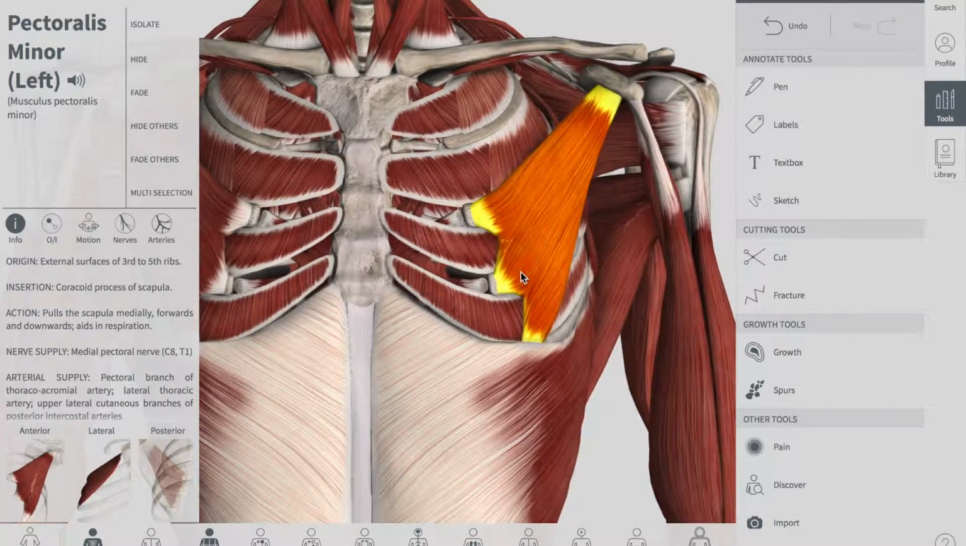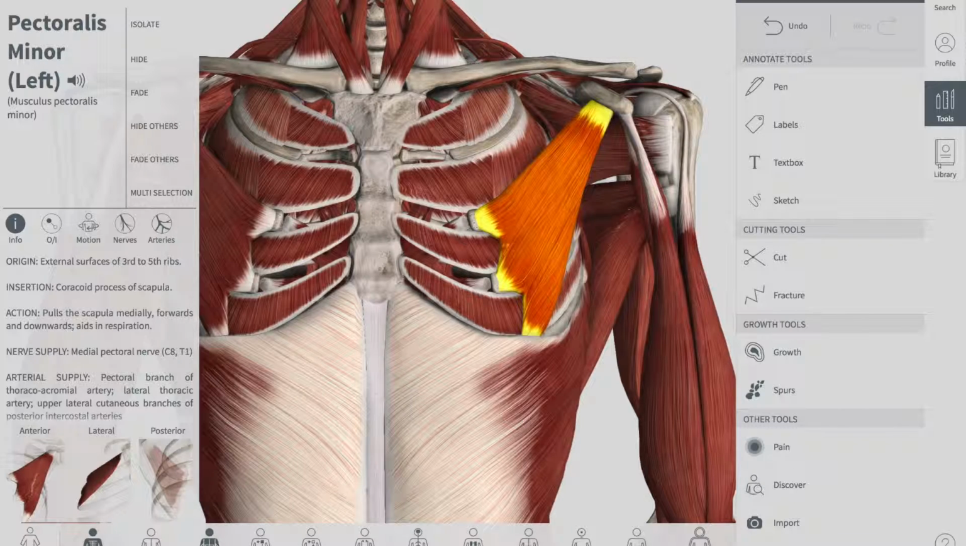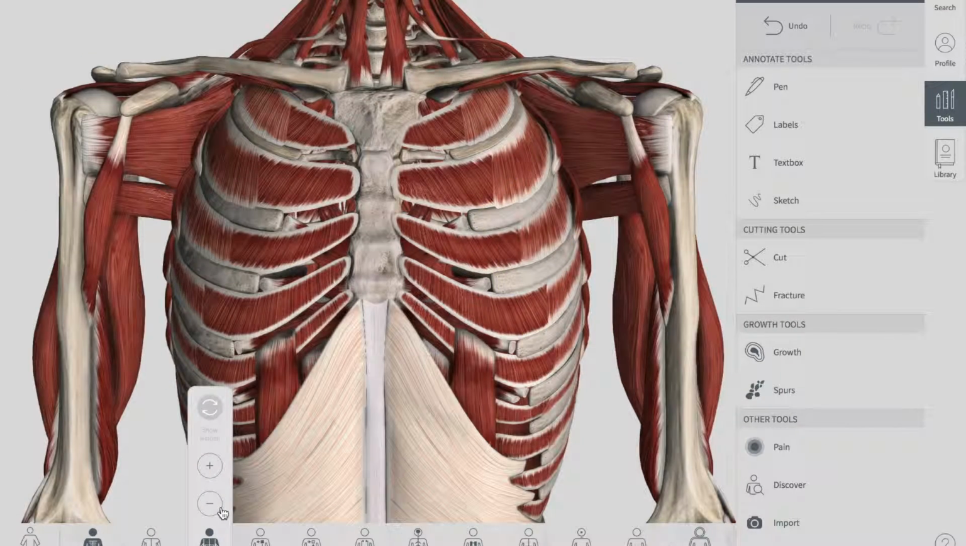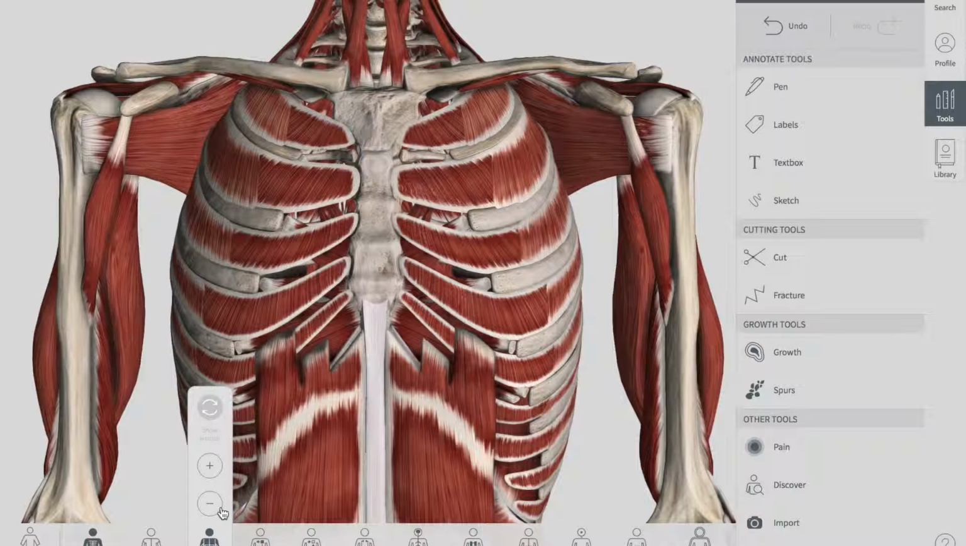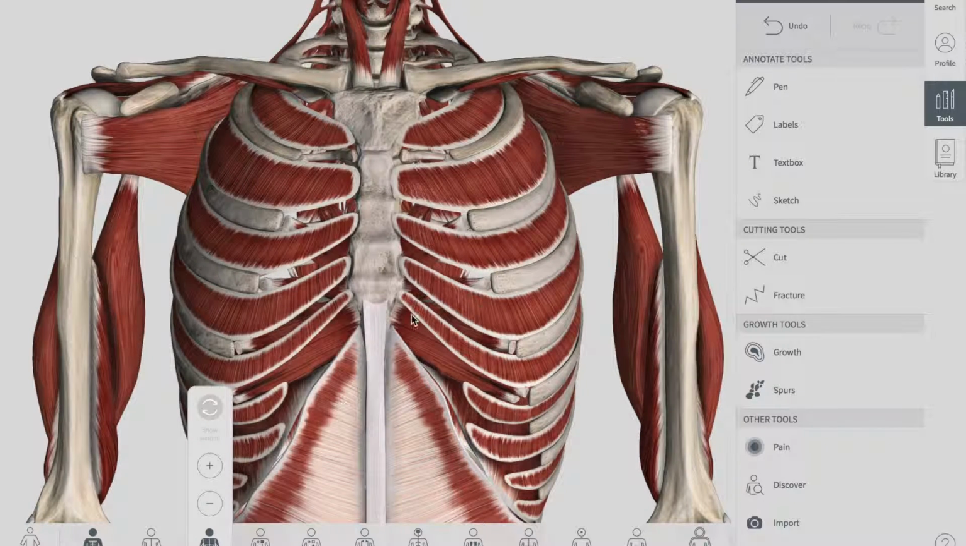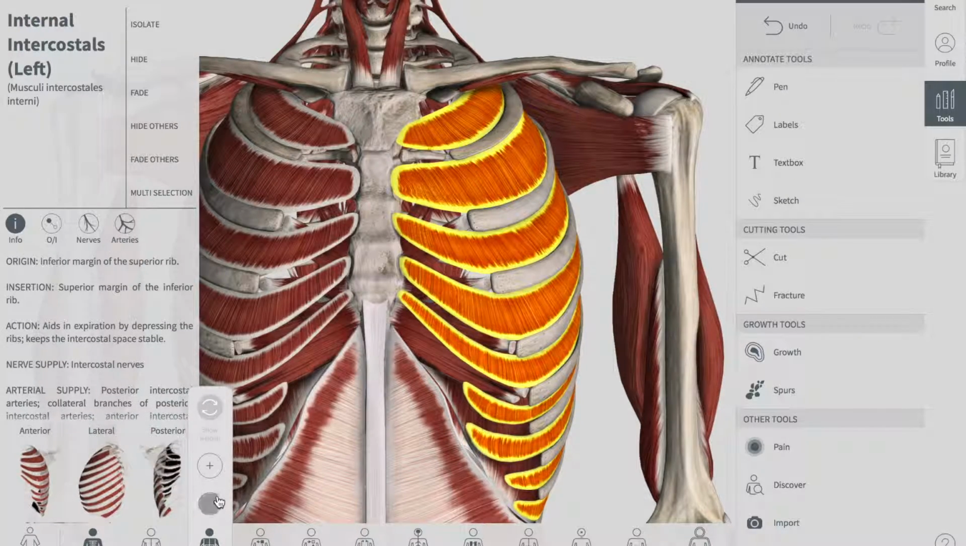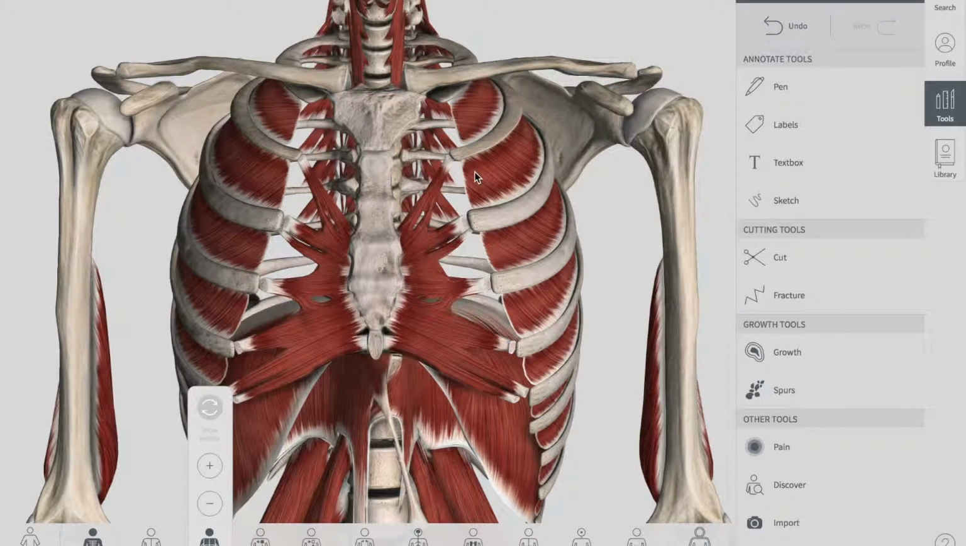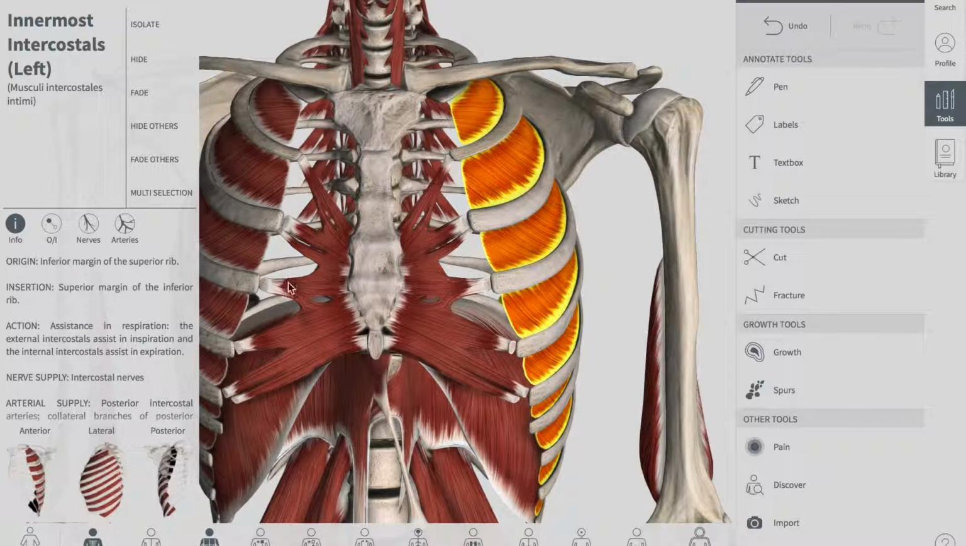So the innermost intercostal muscle can't be seen here. We've got to remove the muscle layer. Alright, we still have these muscles, and we are still on the internal intercostal. We're going to remove this one. Alright, here we go with the innermost intercostal muscles. These are the innermost intercostal muscles, which form the deepest layer among the intercostals.